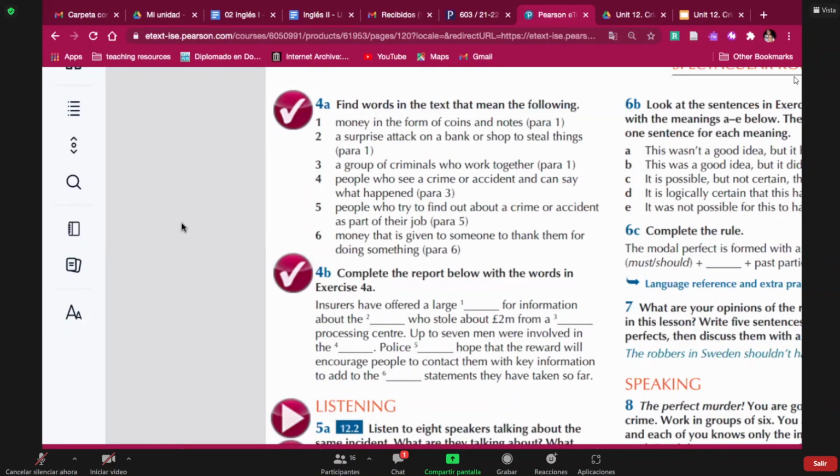Number 3. A group of criminals who work together. Team. No, porque teams no necesariamente es criminales. Entonces, ¿cómo se le llama a un grupo de criminales que trabajan juntos? Esther, can you help? Please. Gang. A gang, okay? So yes, gang is always a bad thing, okay? Because there's a group of criminals, they work together, it's called a gang, okay? Good, thank you. Monica, please, number 4.